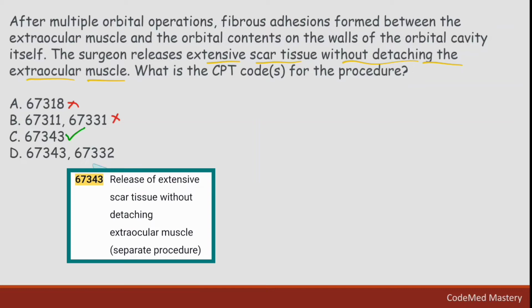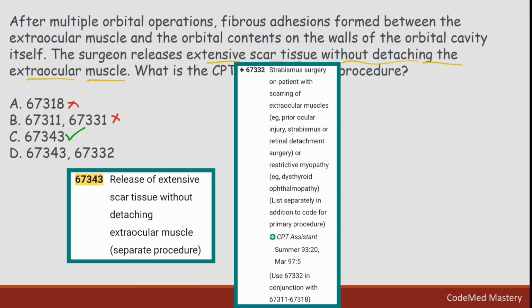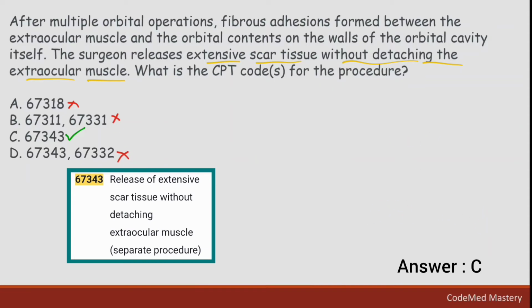In option D, they have mentioned 67343 with 67332. So the code 67332 is an add-on code that is for strabismus surgery on patient with scarring of extraocular muscles. Example, prior ocular injury, strabismus or retinal detachment surgery or restrictive myopathy. Okay. And below that they have mentioned use 67332 in conjunction with 67311, 67318. And it will be wrong if we use the code 67332 for the above scenario. So eliminate option D. Option C is the right answer.